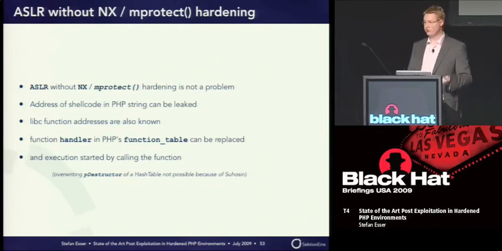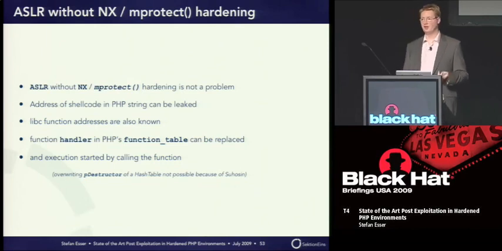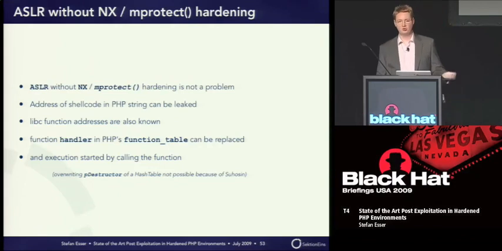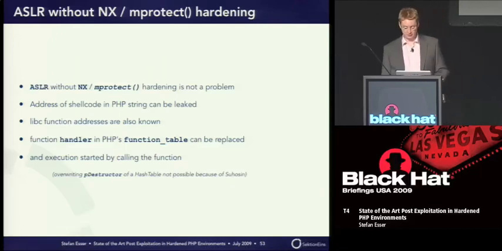So now, what are the protections at kernel level? The first thing is address space layout randomization, and the thing is, when you have no NX or mprotect hardening on the server, then simple address space layout randomization is no protection here at all, because due to the information leaks, we know all the exact addresses we want to know. Like I just told you, you even know the addresses of libc functions, so it's no protection at all.